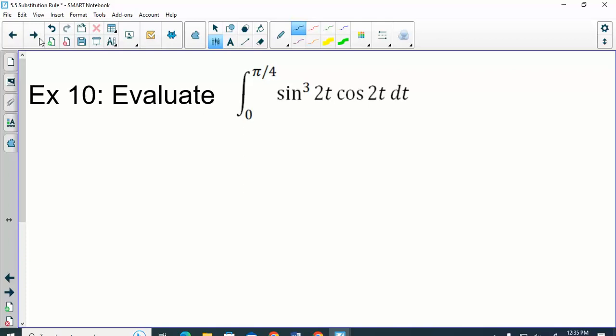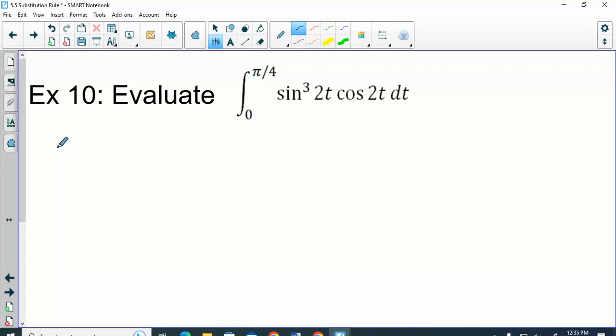This is kind of similar. One of your homework questions last night had like a secant squared and a tangent cubed, and so I had a couple questions like, which one should I make my u? Try to go with the one with the highest exponent. So what would my u be here?